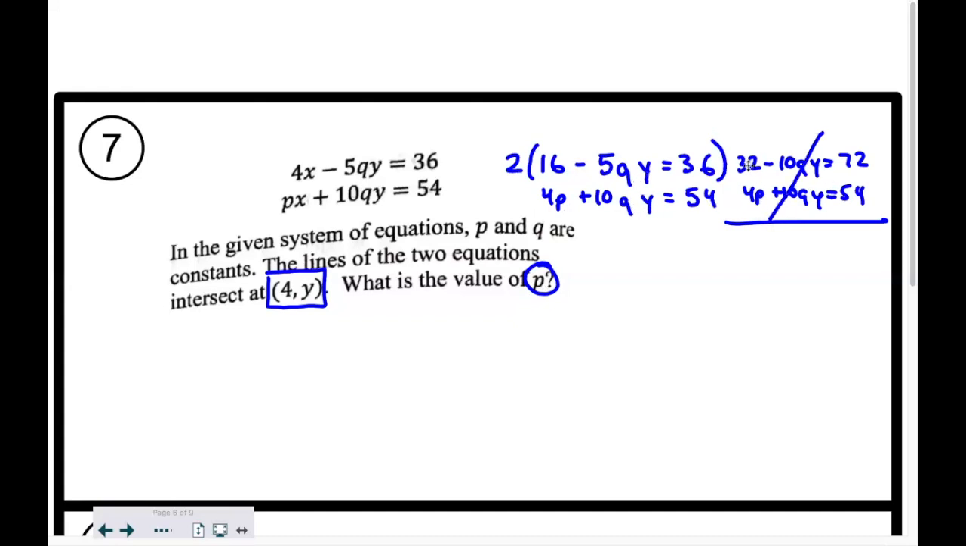Now, this is important. These don't combine. They're not like terms. So I'm just adding them. So I'm just writing 32 plus 4P. And that's going to equal, when I add these together, 126. And now I'm going to solve for P, just a pretty simple linear equation. So take away 32. So 4P is 94. And then divide by 4.